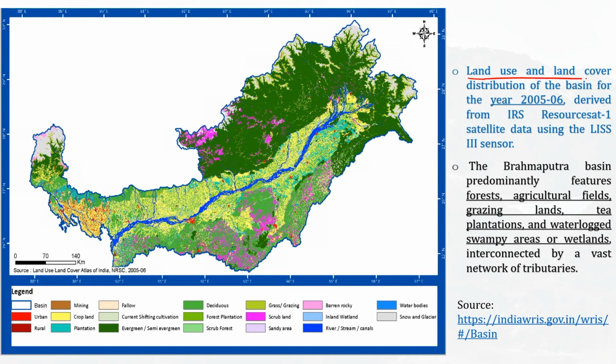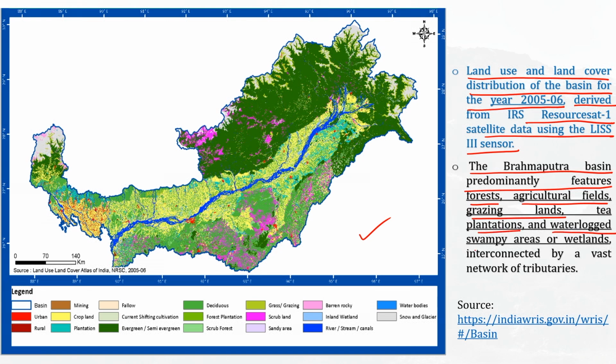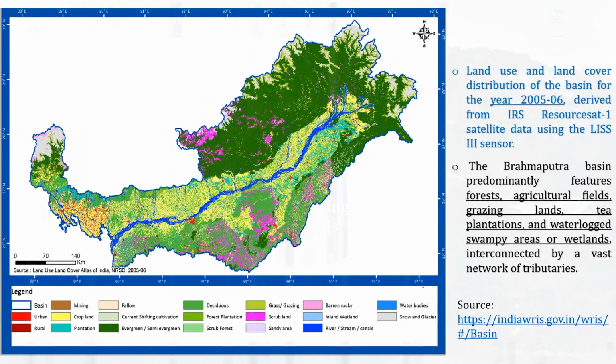This is the land use and land cover distribution of the basin for the year 2005 to 2006, derived from IRS Resourcesat-1 satellite data using the LISS-3 sensor. It is from Bhuvan, you can download it. The Brahmaputra basin predominantly features forest, agriculture fields, grazing land, tea plantation and waterlogged swampy areas or wetlands, right. You can download this from India WRIS, or you can also go to Bhuvan and download them.